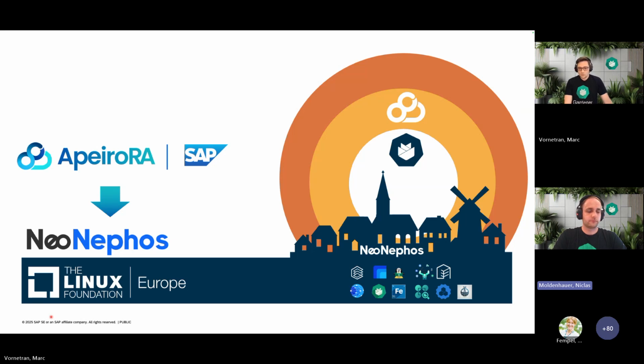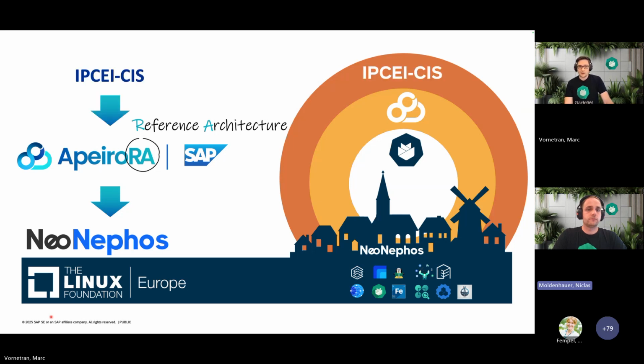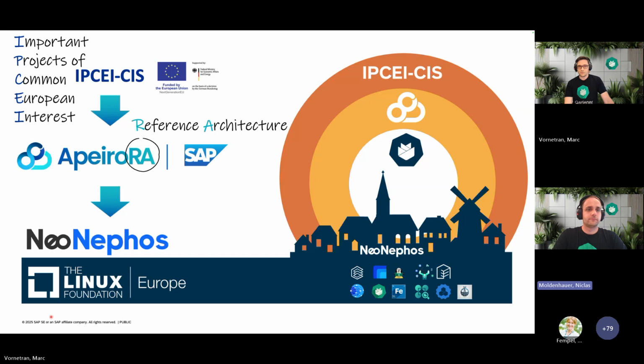And why are we doing that, you might now ask? The answer is, we are doing it because this reference architecture is crucial for the role that SAP is playing within the IPCEI-CIS. If you have not heard about IPCEI-CIS, let me introduce what it's about. It's an abbreviation for Important Projects of Common European Interest. So it's a European project, actually a really, really big project. And CIS is for Cloud Infrastructure Services.